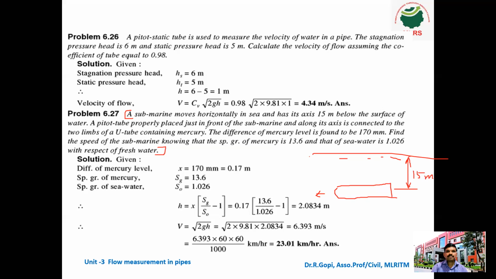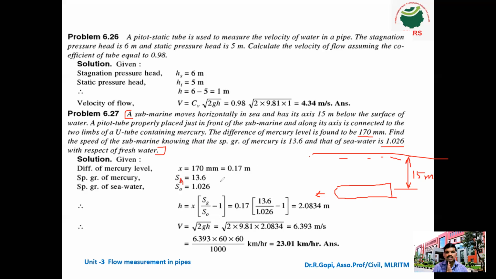A Pitot tube is properly placed just in front of the submarine and along its axis, connected to the two limbs of a U-tube containing mercury. The difference of mercury level is 170 mm. Find the speed of the submarine, knowing that the specific gravity of mercury is 13.6 and that of seawater is 1.026 with respect to fresh water. So here x value is given, 170 mm, which is 0.17 meter, the specific gravity of mercury S_H is 13.6 and S_0 is 1.026.